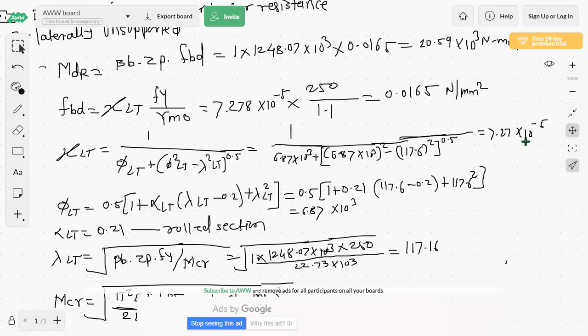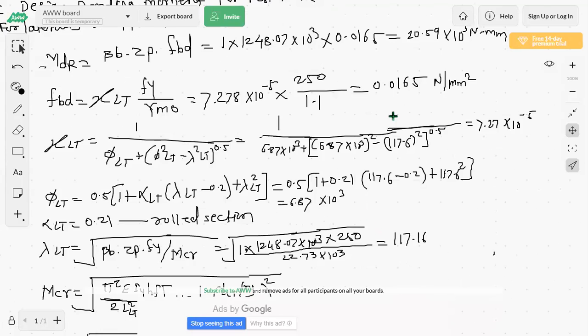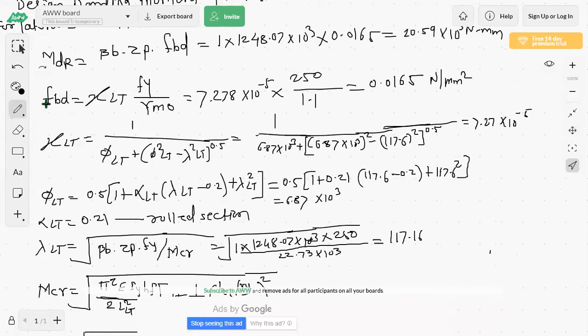Here zeta LT should be less than 1. It is correct, no? As per our formula, zeta LT should be less than 1. So हे लेस दॅन 1 आहेच, बरोबर आहे. त्याच्यावरून मग FBD, दिस zeta LT इंटू FY डिवाइडेड बाय गॅमा नॉट केलं तर हे किती येते? 0.0165. बरोबर आहे ना? 0.0165.